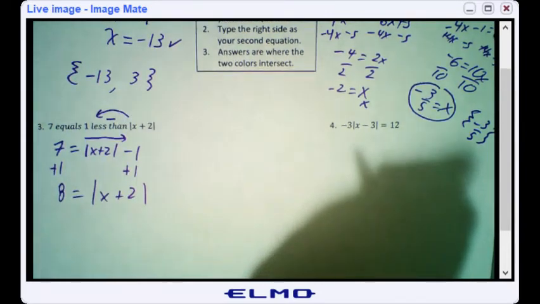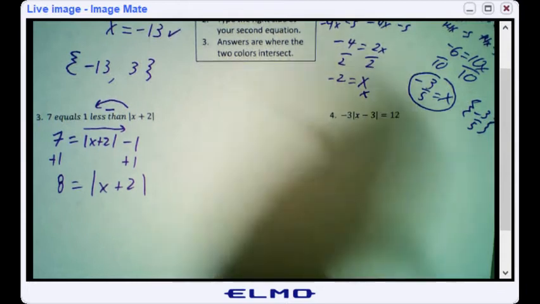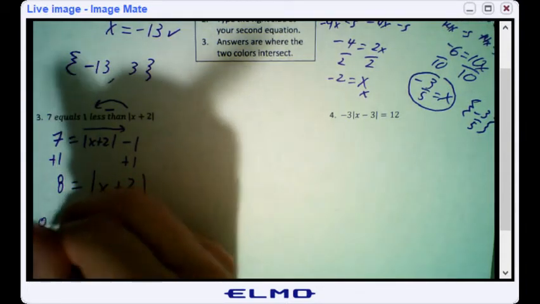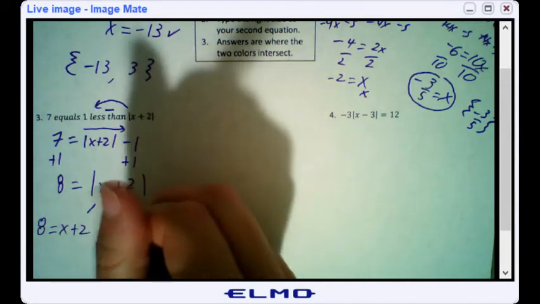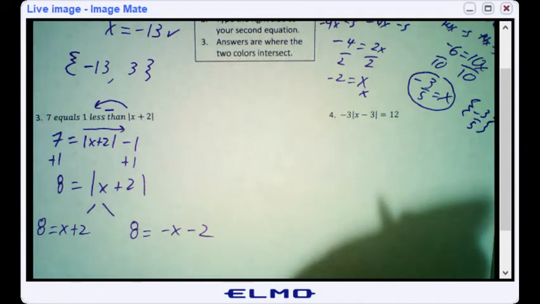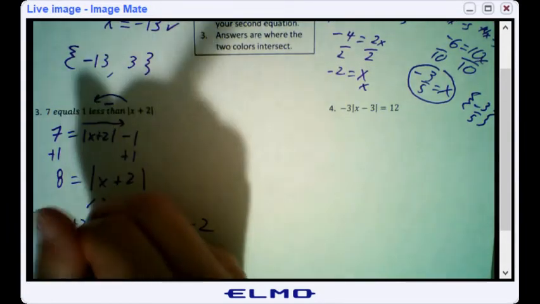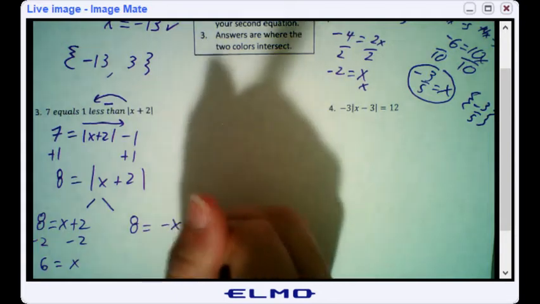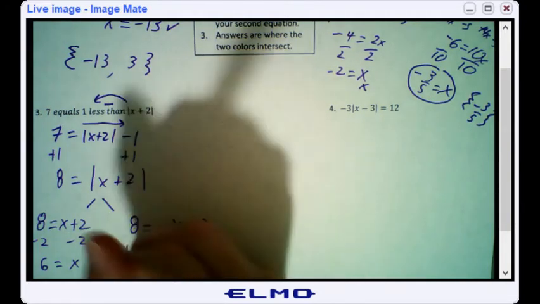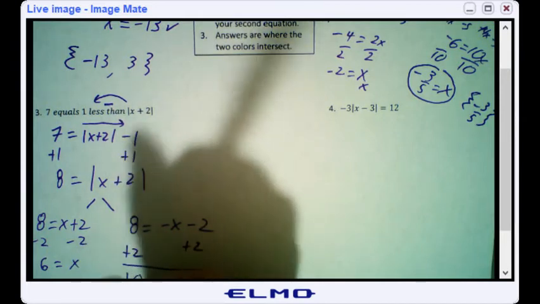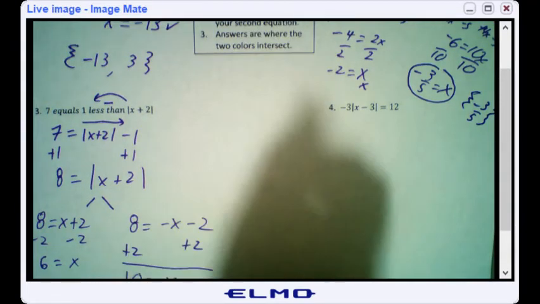I'm going to break it into my normal and opposite. So we have 8 equals x plus 2. That's for my normal. And then my opposite, 8 equals negative x minus 2. Solve each of them. So I'm going to subtract 2. 6 equals x. Add 2. 10 equals negative x. Divide by negative 1. Negative 10 equals x.